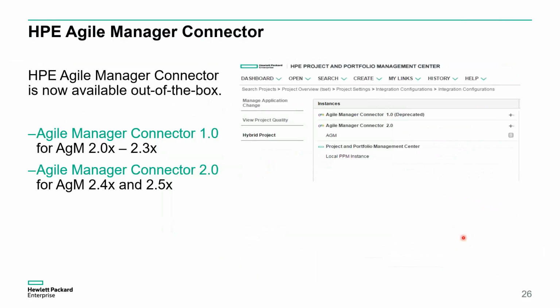So what we've done first, which seems small, but it is really big. We've included it out of the box. You no longer have to go out to HPE Live Network and download the code, install it. It's there. It's out of the box. So when you go into the administrative area where you configure the integrations, you're able to immediately configure the version 2.0 connector for Agile Manager.